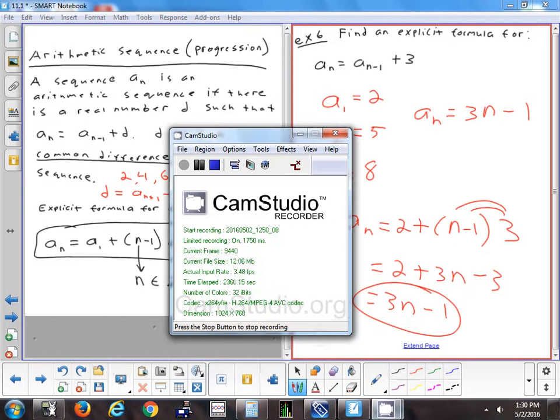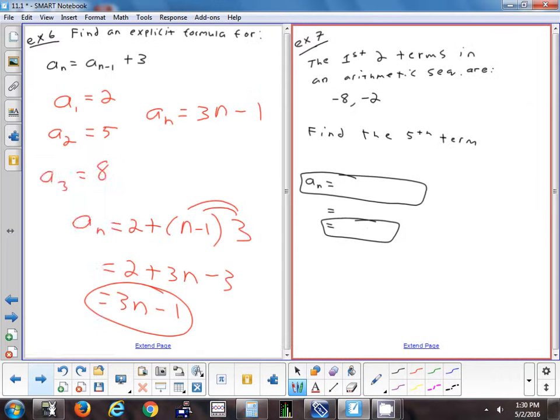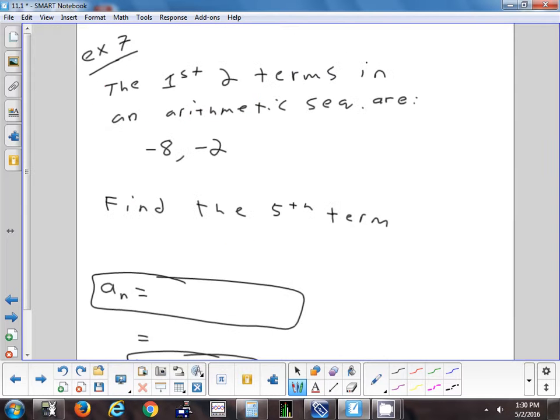Okay, any questions on that one? All right, so that's finding an explicit formula given a recursive formula to start with. Let's try this one. The first 2 terms in an arithmetic sequence are given. Find the 5th term. Now, because they only want the 5th term, you could just figure out the pattern and do the pattern 3 more times. But if I said to find the 500th term, you're not going to want to do the pattern 500 times. So let's come up with the formula and then use the formula to find the fifth term.